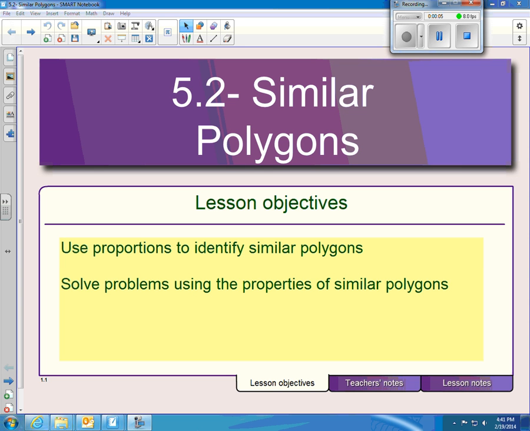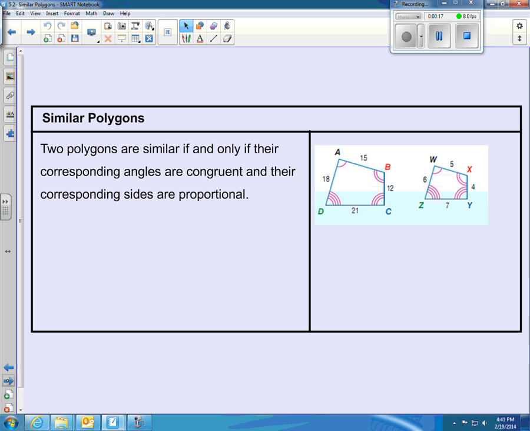It is notes 5.2, so unit 5, notes 2 on similar polygons. We're going to use those proportions we practiced the last few days to help us identify similar polygons, and then we're going to use those similar polygons to help us find missing parts. Similar polygons is like congruent polygons, but not quite the same. Two polygons are similar if and only if their corresponding angles are congruent and their corresponding sides are proportional. So the one difference is now instead of looking for congruent sides, we're looking for proportional sides.